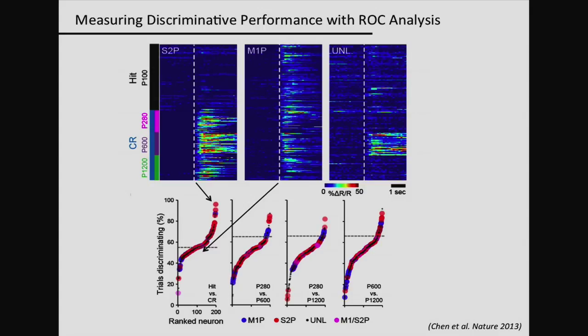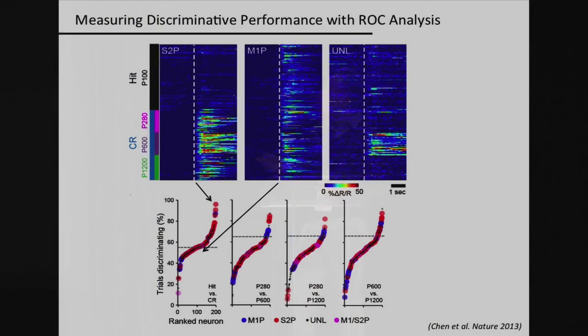If you perform an ROC analysis between, for instance, hit versus correct reject, this neuron here is largely responding during correct reject trials. If you perform the analysis, you can see that it discriminates quite well. Whereas the middle neuron here, this M1 projecting neuron, seems to respond relatively indiscriminately across the different trial types. If you perform the analysis, this particular cell performs at chance levels, shown in the lower left plot, where chance level is indicated by this dotted line.